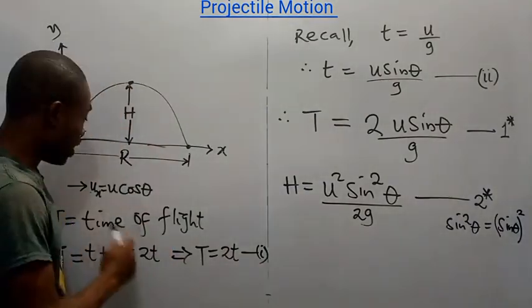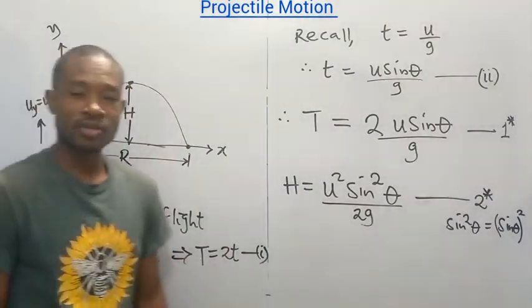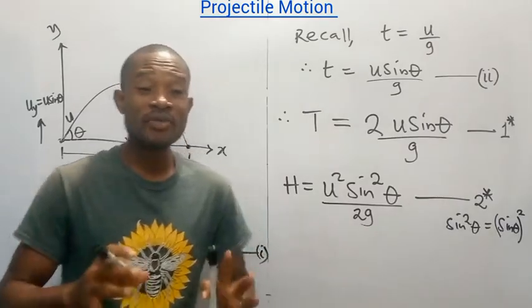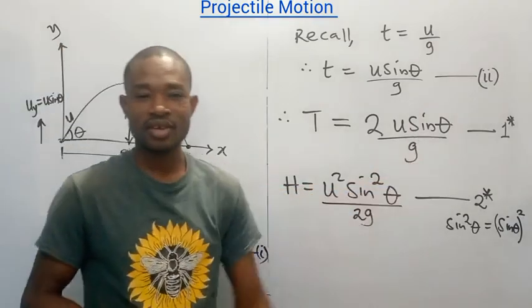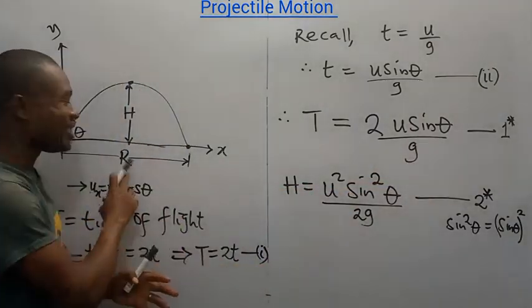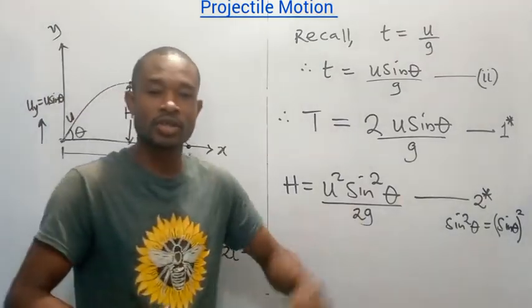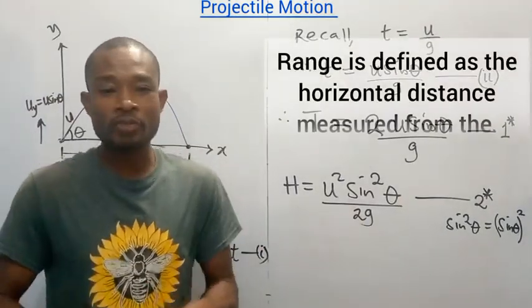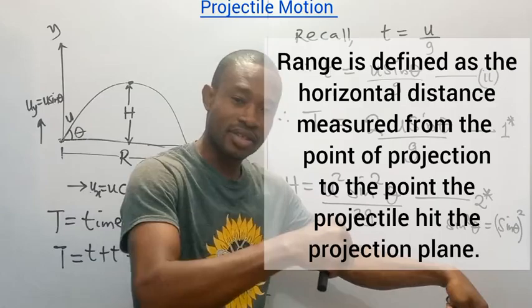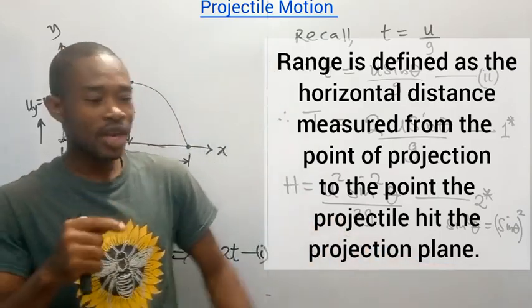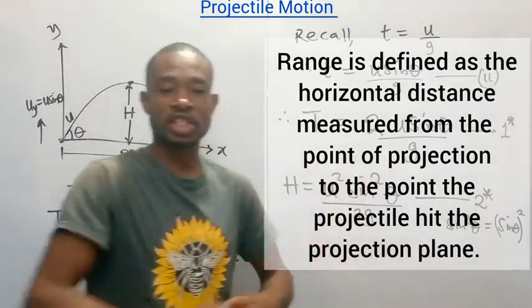Now we are going to define the third parameter, which is the range. What is the range of a projectile? Just like you can see, it is a distance. So the range of a projectile is defined as the horizontal distance from the point of projection to the point where the projectile lands on the projection plane, where the projectile hits the projection plane.